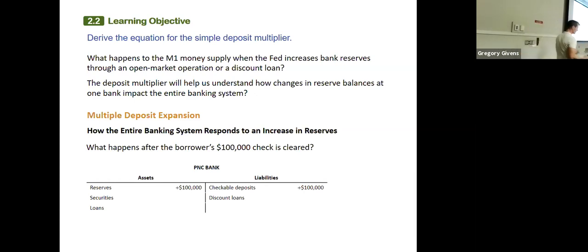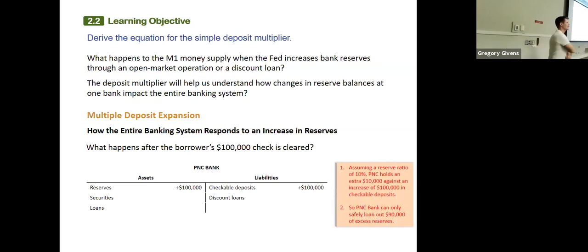Again, I want you guys to think about these problems a little bit more dynamically. So this is obviously not the end of what happens with regard to how the Fed's open market operation affects the money supply. What do you think is going to happen at PNC Bank once they receive this $100,000 increase in their bank reserves? The way to think about this is to ask yourself, what happens to excess reserves versus required reserves?